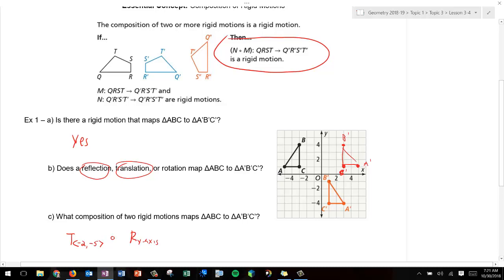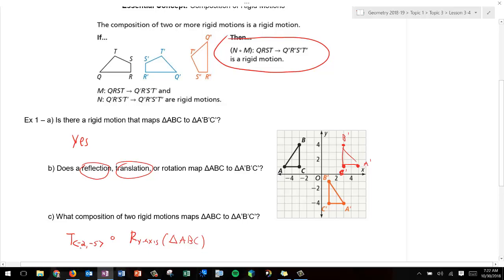Perfect. So right there is our composition of transformations. If we then put in parentheses triangle ABC, that means if we start with triangle ABC and we perform a reflection over the y-axis first, then a translation, we have it perfect.